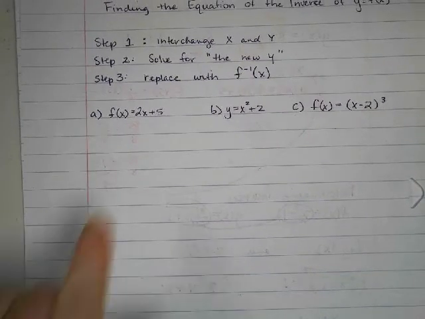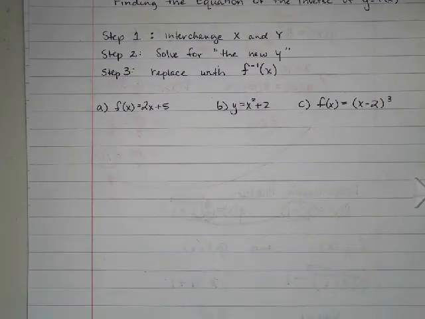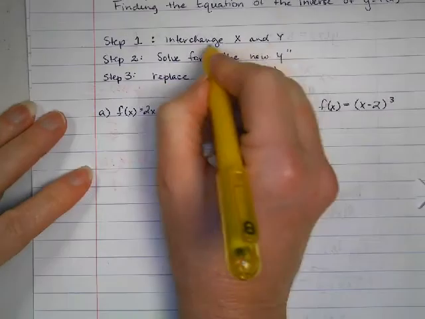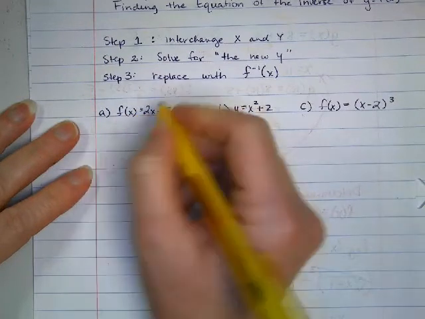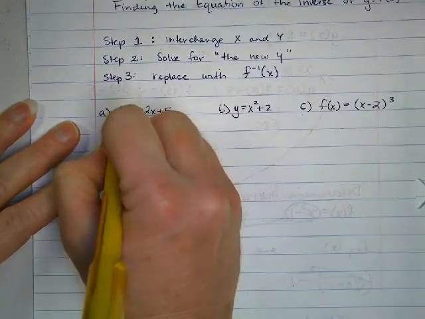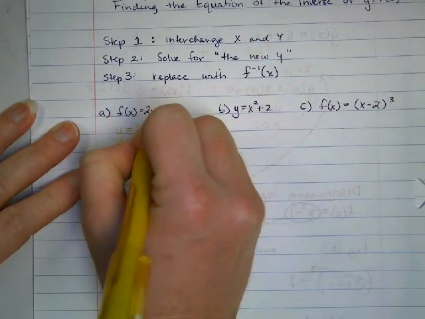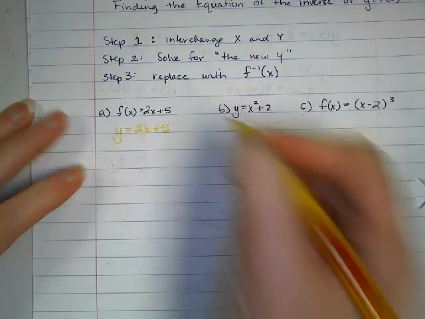So in my first one, in A, I see multiplication. 2 times x, 2x, that's multiply, and I see plus 5, which means I'm going to have division and subtraction, or this won't be an inverse. All right, so we're going to follow our steps. Step 1 says interchange x and y. So this one actually doesn't even have a y in it, so that's the first thing I'm going to do. So I'm going to rewrite this as y equals 2x plus 5.